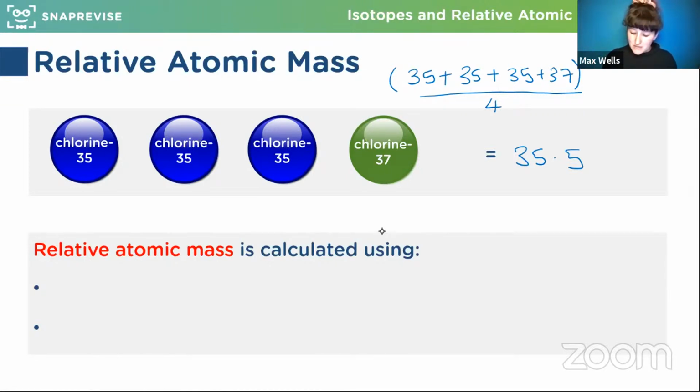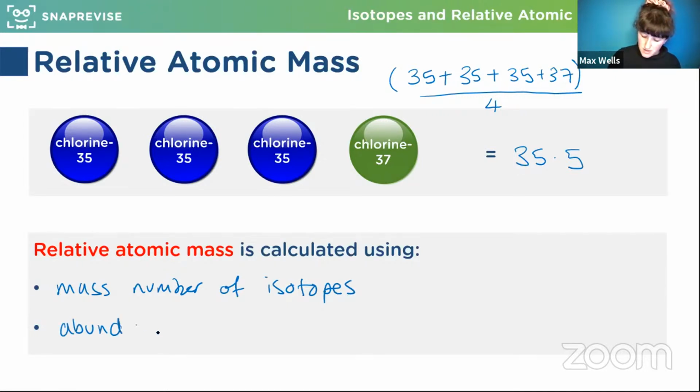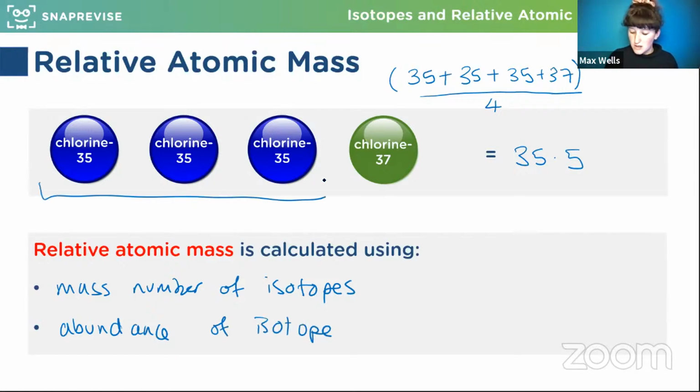So when we're calculating our relative atomic mass, we have to calculate it using the mass number of our isotopes and our abundance. You'll notice that because I had 3 times as many chlorine 35s as chlorine 37, I have to take account of that. So I have added up all of my chlorine 35s and then my single chlorine 37. That is taking into account the abundance of the isotopes that are present.